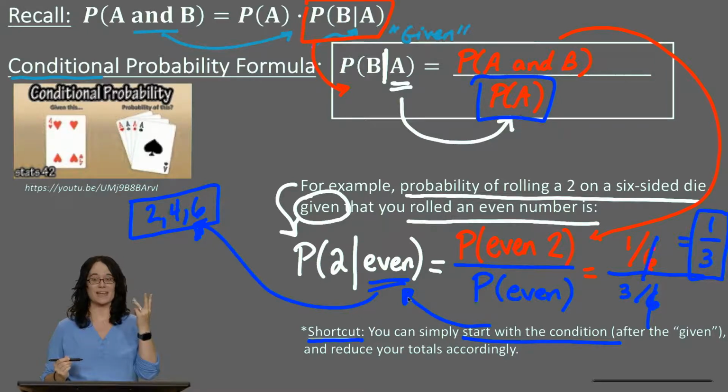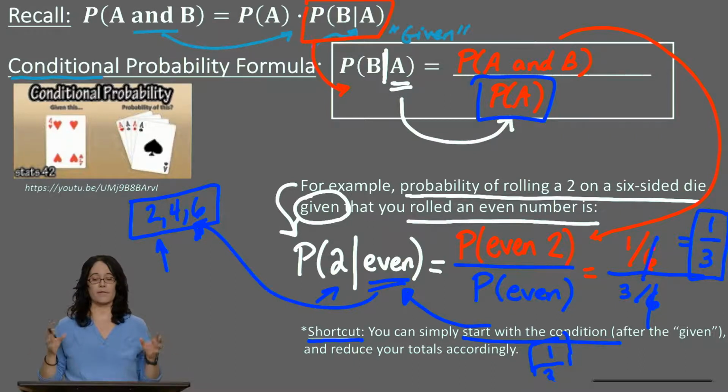2, 4, or 6. So instead of starting with the 6 possibilities for the die, I would start with the 3 even numbers. Out of those 3, how many of them are favorable to what I would like to happen? How many of them are 2? Well, just the 1, right? So 1 out of 3 would be my answer for this conditional probability problem without having to use the fancy formula. And that can save you a lot of time.